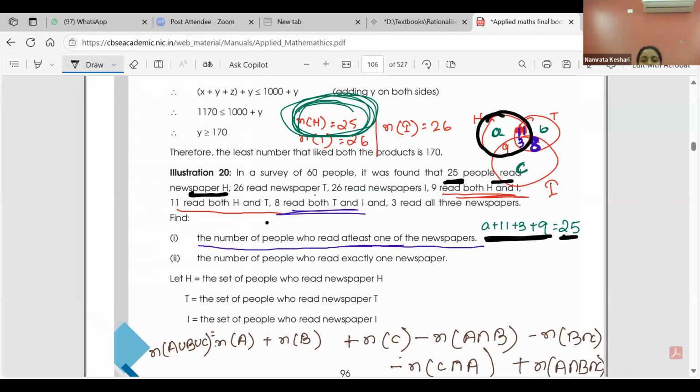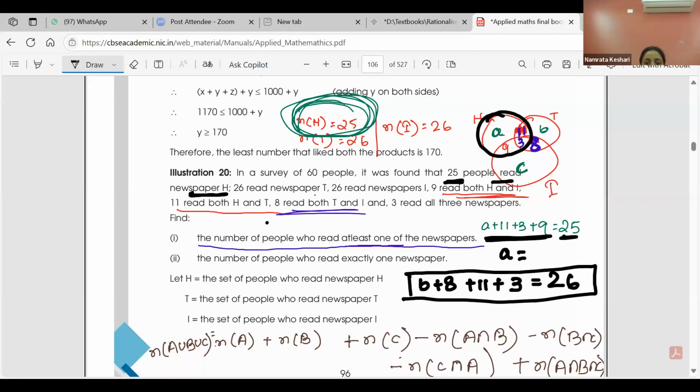So from here, we are able to take out the A value. Getting it? Similarly for B. For finding the b value, you can say b plus 8 plus 11 plus 3. That is 26. You can see how easily you are getting the b value from here. And c plus 8 plus 3 plus 9. That is 26 people reading I. And from here you are getting C.